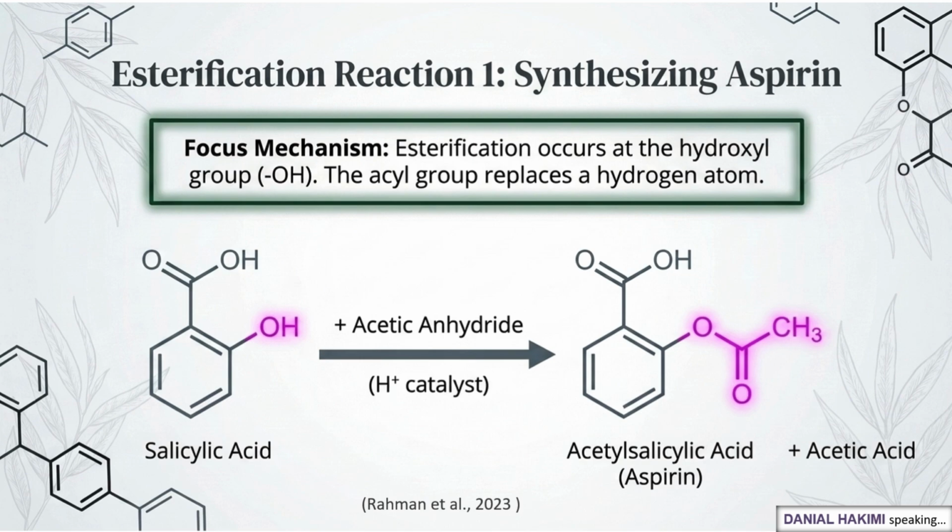This synthesis is widely performed in chemistry laboratories because it demonstrates how functional groups can be modified to create compounds with different pharmaceutical properties. The production of aspirin is a classic example of how organic chemistry transforms natural compounds into valuable medicines.